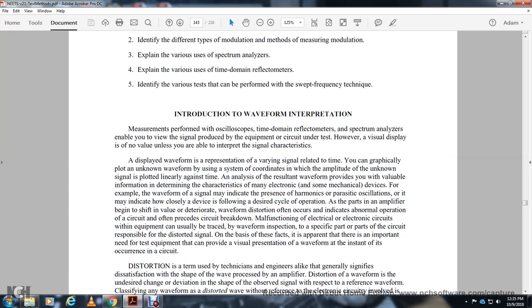The unknown waveform of the system is plotted with coordinates, with the amplitude of the unknown signal plotted linearly against time. The test analyst can use the resulting waveform to view the available information about the characteristics of many electronic and some mechanical devices.